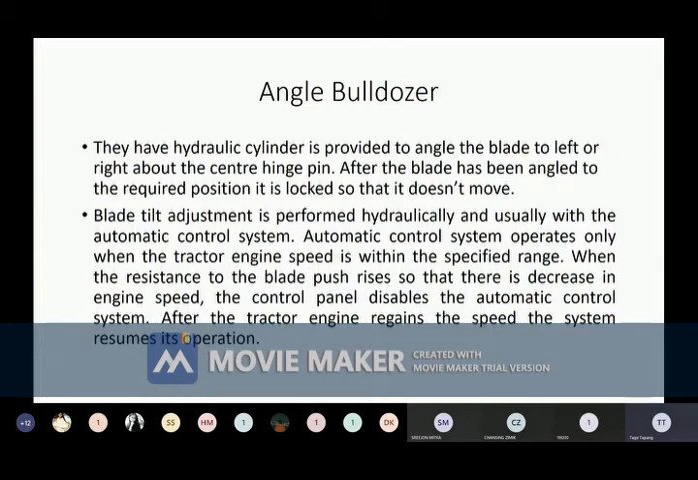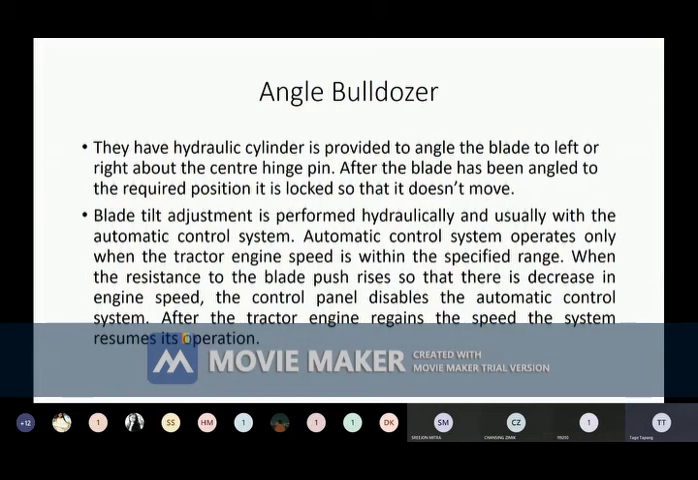So in such case, the automatic control system will get disabled, so that the safety of the dozer is maintained. So once the load is reduced, the automatic control system will again sense that okay, the dozer is now working at 5 km per hour speed. So again it will re-engage at the specified angle, that is a 20-degree angle in our case. So in this way, the automatic control system will help in operating the required angle.